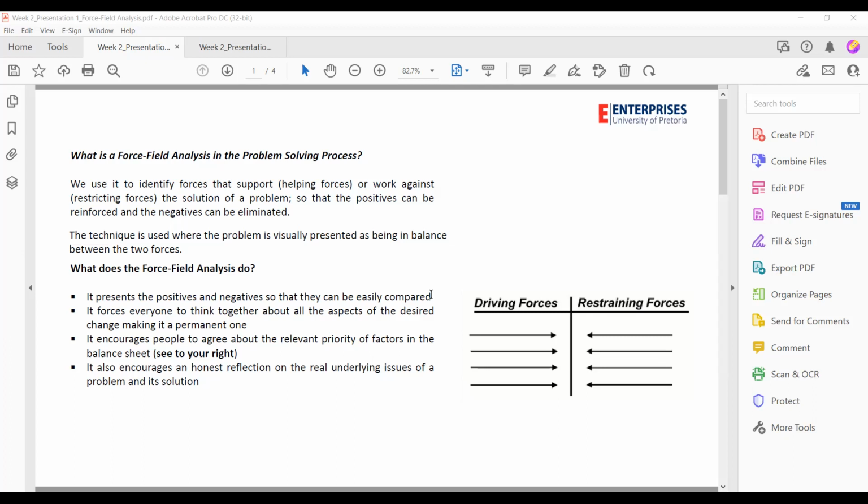All right. So what does the force field analysis do? It presents the positives and negatives so that they can be easily compared. It forces everyone to think together about all the aspects of the desired change, so that it makes it a permanent one. It encourages people to agree about the relevant priority of factors in the balance sheet, which is here on the right-hand side. And it also encourages an honest reflection on the real underlying issues of a problem and its solution.